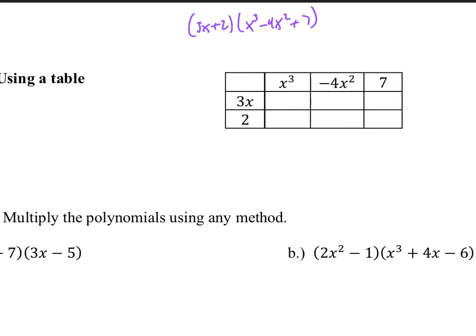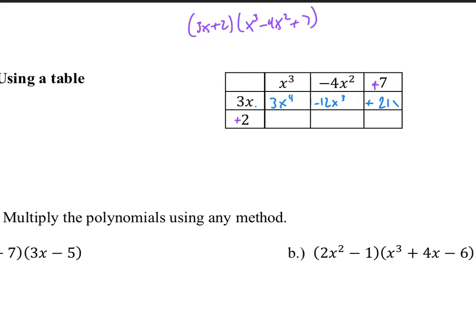Only thing I would do different here, I would write 3x, and then I would put plus 2, and then it has the x cubed minus 4x squared, and then I just like to emphasize the signs on those other terms. Just emphasis. So then what I'm going to do here is kind of like lattice multiplication. So I'm going to take 3x times x cubed. So that'd be 3x to the 4th, and then just doing each row. So 3x times negative 4x squared. And then 3x times 7, so then positive 21.